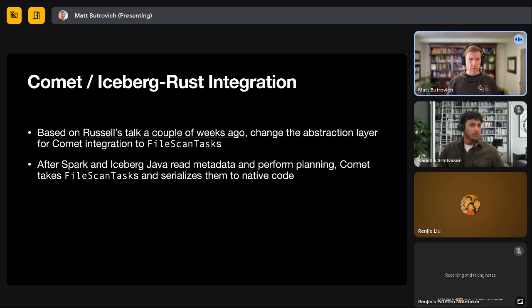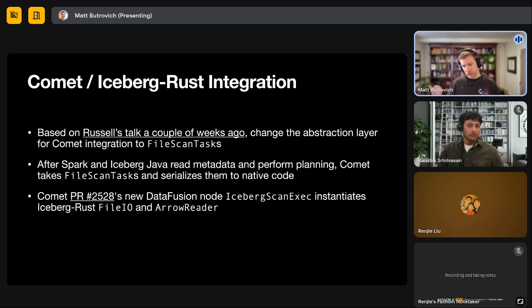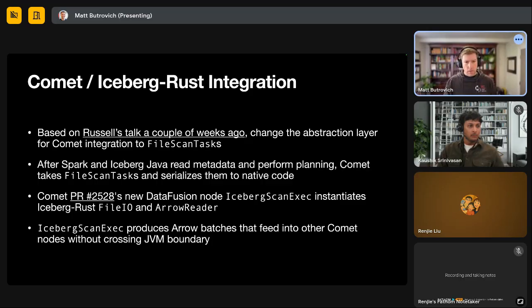I changed Comet to take those file scan tasks from the JVM code and serialize them over to Iceberg Rust, which uses basically the same abstraction, right? Like these file scan tasks, to create an Iceberg Rust file IO and Arrow reader object, and then read all of those based on the task list. And basically, we have this new operator called an Iceberg scan exec, which produces Arrow batches and feeds them into other Comet nodes without crossing the JVM boundary.